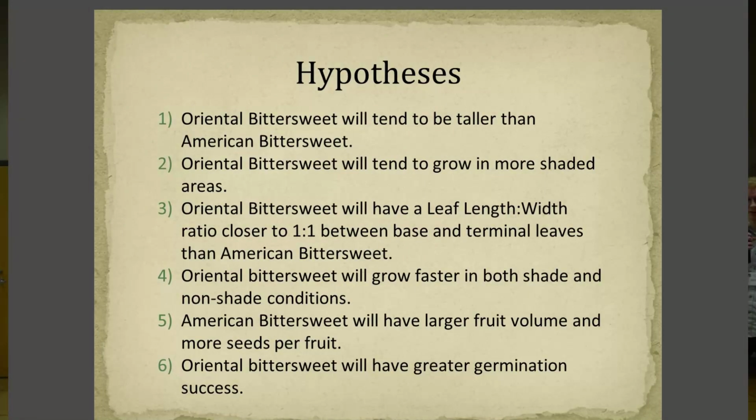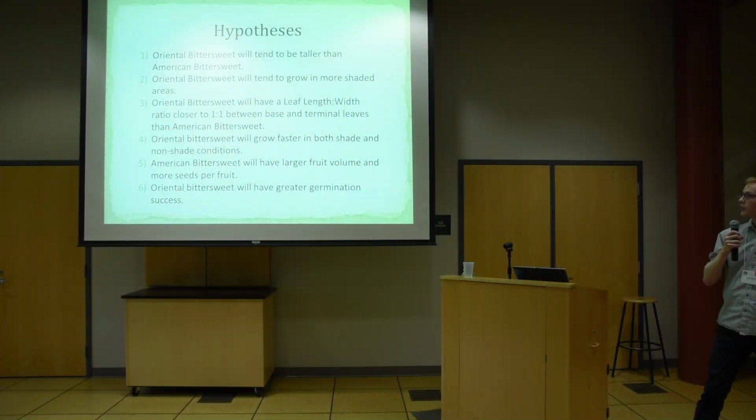So my hypotheses going forward: Oriental Bittersweet will tend to be taller than American Bittersweet. Oriental Bittersweet will tend to grow in more shaded areas. Oriental Bittersweet will have a leaf length-to-width ratio closer to 1:1, that being rounder, between base and terminal leaves than American Bittersweet. Oriental Bittersweet will grow faster in both shade and non-shade conditions, and American Bittersweet will have larger fruit volume and more seeds per fruit. And from another paper I read, Oriental Bittersweet will have greater germination success.